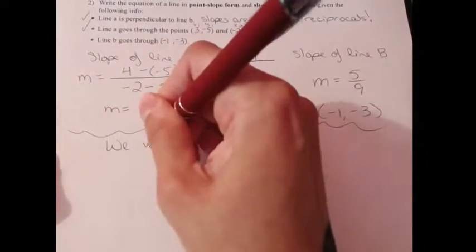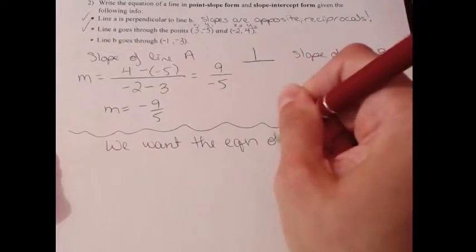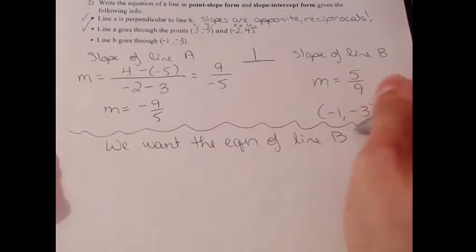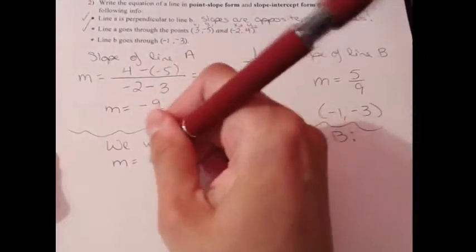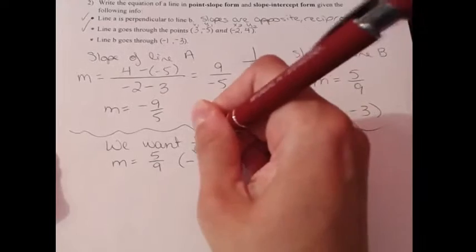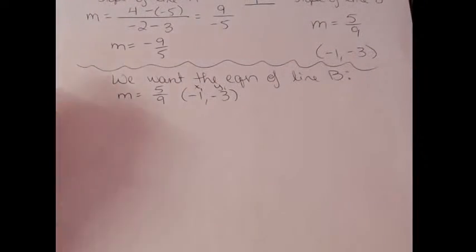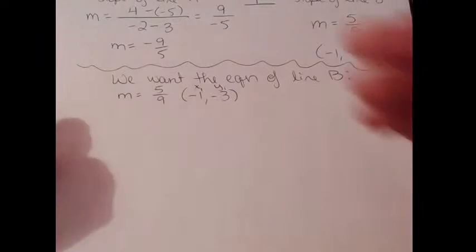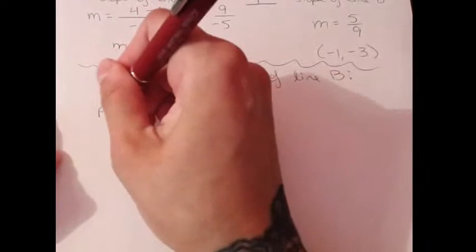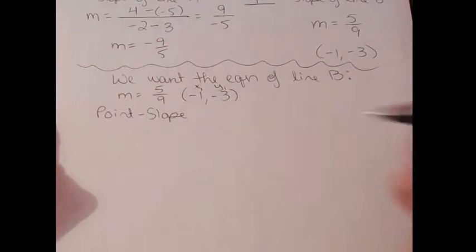We want the equation of line B. We know that the slope is 5/9, and we know that it goes through the point -1, -3. So we're going to call that x1, y1. Because I have a slope and a point, I must use point-slope form. So we're going to start there.